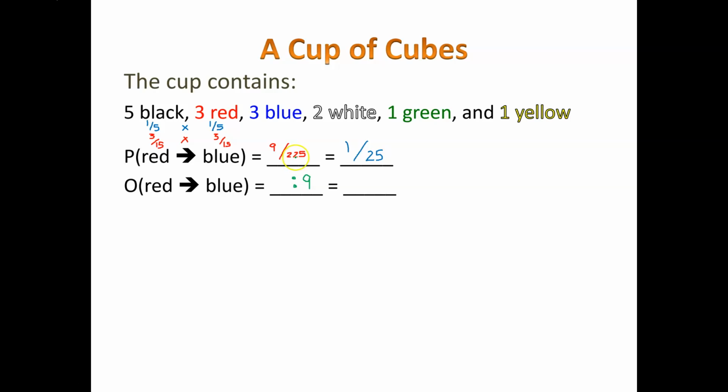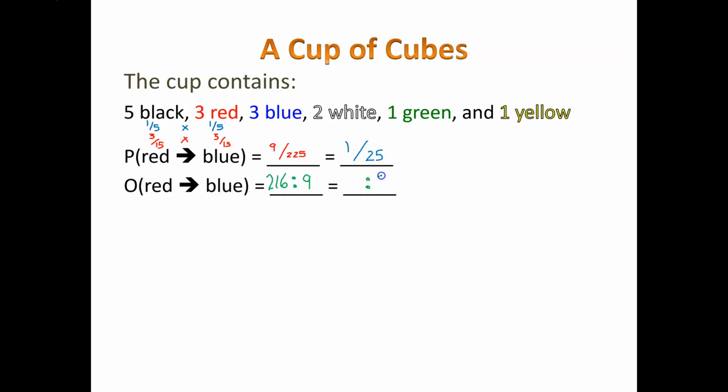225 possibilities, 9 of them are winners. That means all the rest are losers. 225 minus 9 is 216. This can be simplified because both 9 and 216 can be divided by 9. Or we can just jump to the simplified fraction and do it from there. Remember, losers on the left, winners on the right.